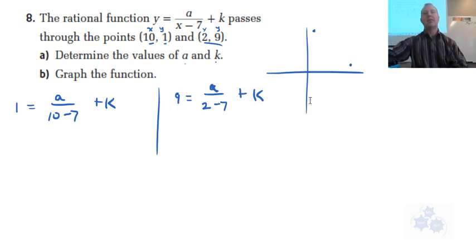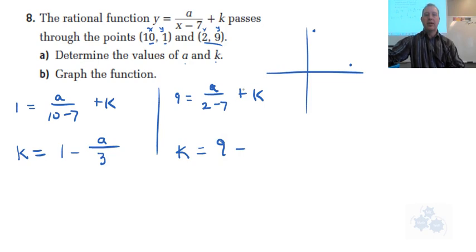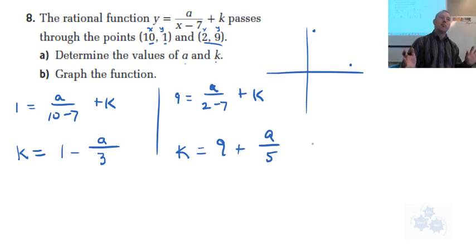However, what you can do is solve each of these for one of those variables. So I'm going to solve for k. I'm going to take this over to the other side. It's going to be 1 minus a over 3. And over here it's going to be k equals 9 minus a over negative 5. So let's make that plus 5, so it's a minus and negative. So you solve for k.